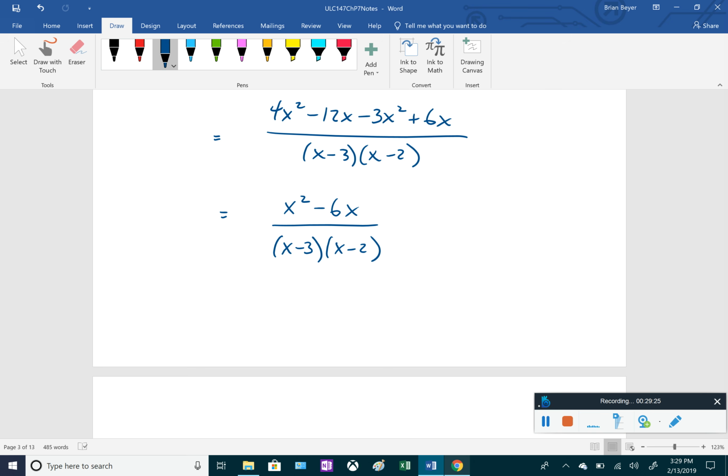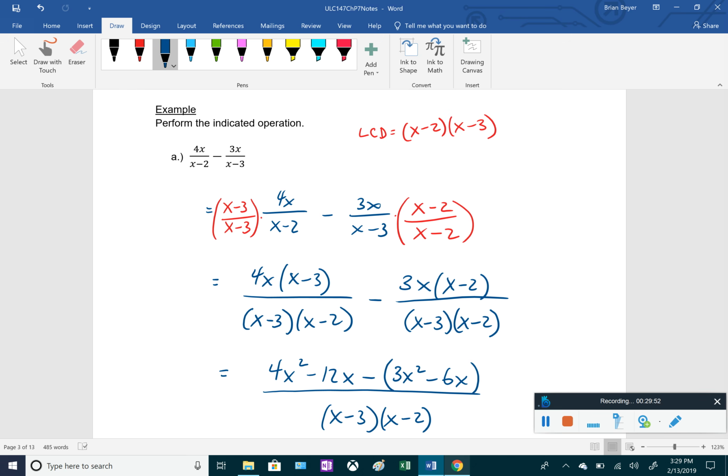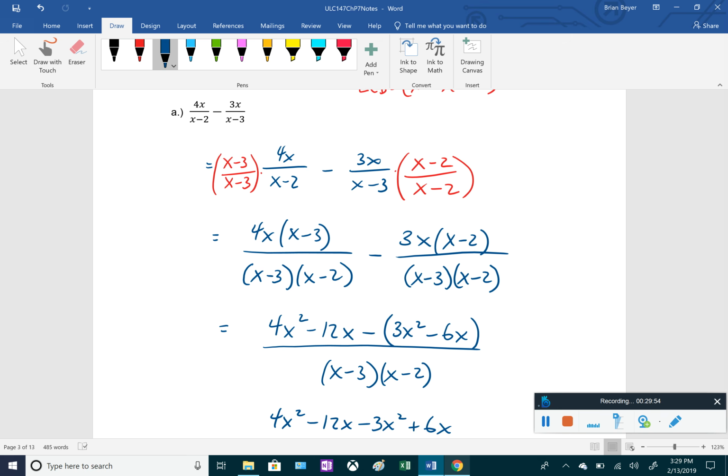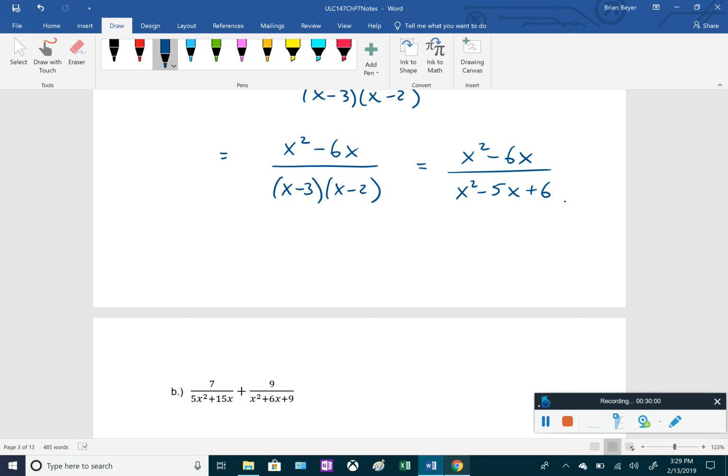So what I'm going to do here is I'm just going to distribute or FOIL that denominator. So we would get x squared minus 5x plus 6. And once again, the only reason I did that was because I knew that factoring the numerator wasn't going to help. It would be x times x minus 6, no common factors. Okay, so the values that we would have to exclude, so I'm actually going to skip writing it out, would be 2 and 3. That's what would make the denominators equal to 0.